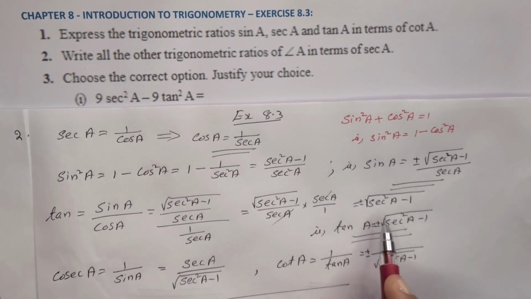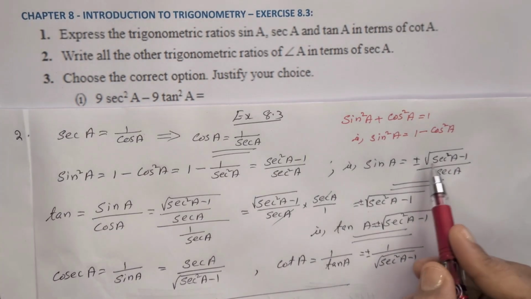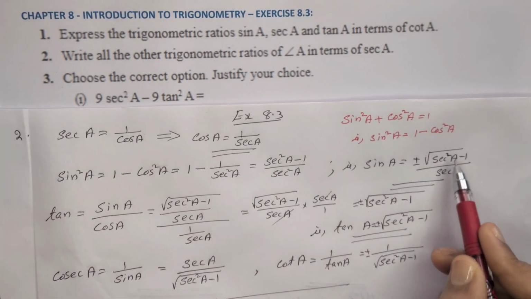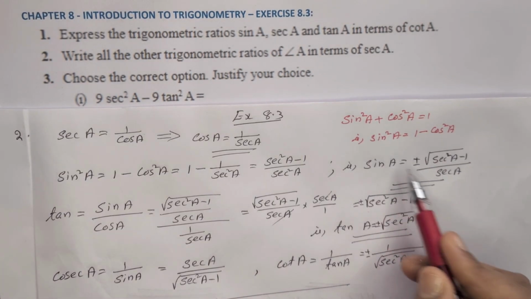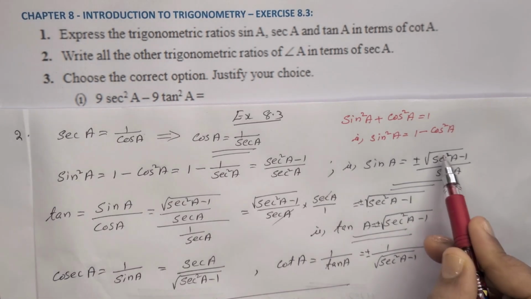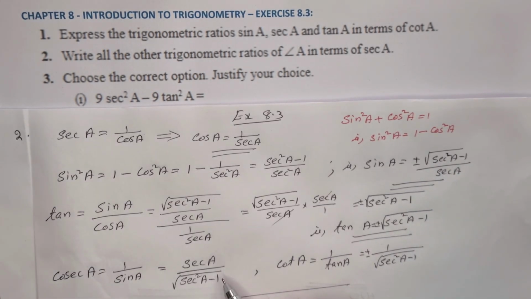Then cosec A. Cosec means 1 by sin A. We know that sin A already we got. So cosec means 1 by sin A. Take the reciprocal: sec A by root of sec square A minus 1. So all the values here we got.